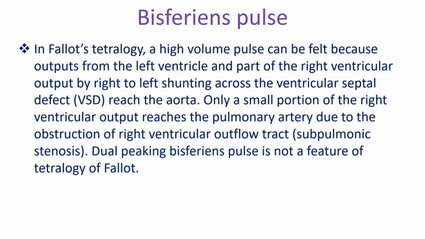In tetralogy of Fallot, a high volume pulse can be felt because outputs from the left ventricle and part of the right ventricular output by the right-left shunting across the ventricular defect reach the aorta. Only a small portion of the right ventricular output reaches the pulmonary artery due to the obstruction of the right ventricular outflow tract. Dual peaking bisferiens pulse is not a feature of tetralogy of Fallot.